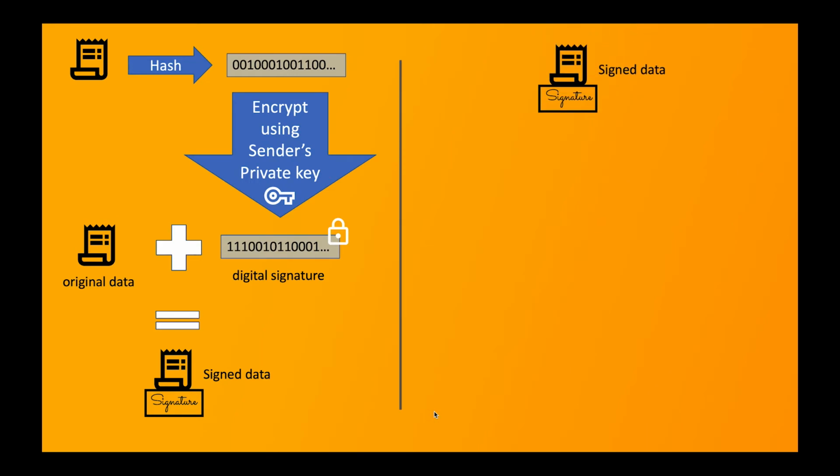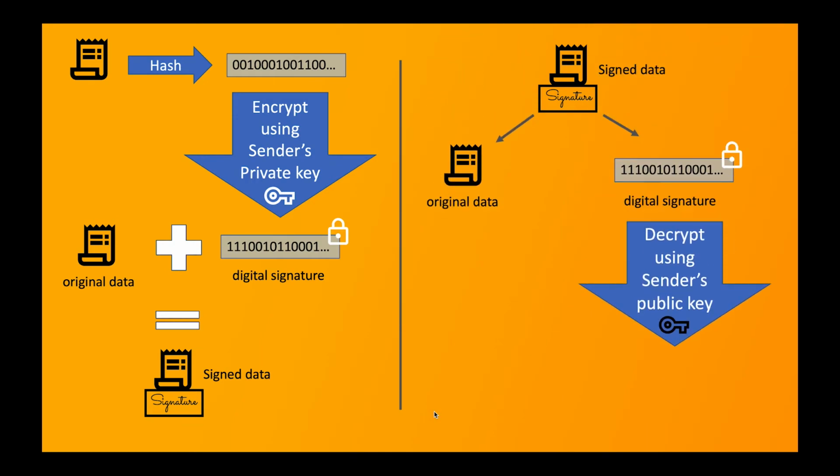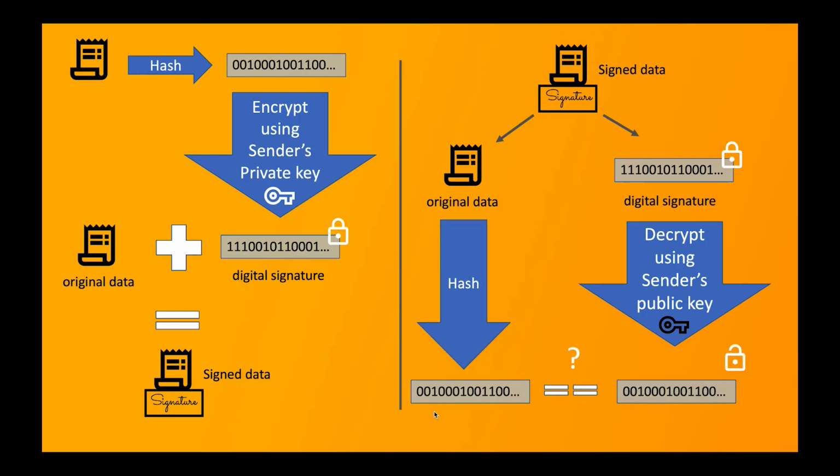On the other hand, for validating a digital signature, the receiver should separate the data and the signature. Then he has to decrypt the digital signature using the sender's public key. The result should be the hash of the data. Then he has to calculate the hash of the original data and compare them together. If the hashes are equal, then the signature is valid. Else, the digital signature is invalid. So that was the mechanism behind digital signature.